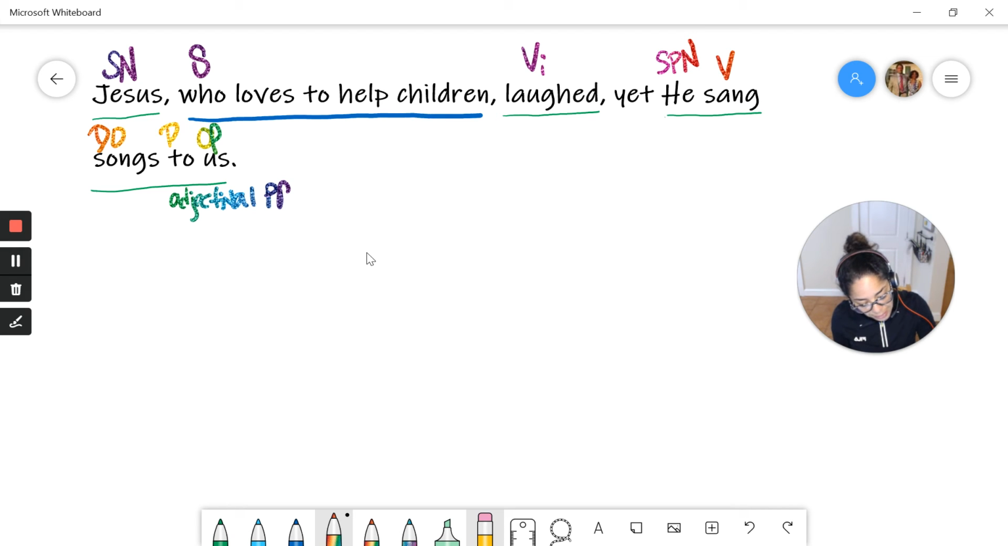Loves. That is our verb. Loves what? To help children. This whole series is acting like a direct object, receiving the action of loves. So this is kind of like our direct object. It's actually a verbal. It's a prepositional phrase being used as a direct object. Isn't that interesting? So I'll show you how to diagram that in a moment. Okay? All right, great. So we're going to go ahead and start diagramming this sentence.